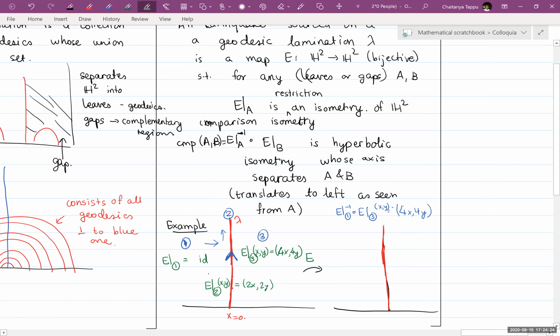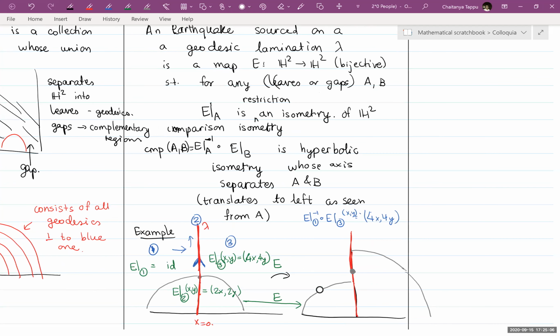What is the image of a geodesic that looks like this? The image of that is just the same up to some point, and then it gets translated somewhere, and then the rest of it, on the right side, gets translated even further. So yeah, E maps the gray geodesic to the broken geodesic on the right. So as you can see, an earthquake map is typically not continuous.